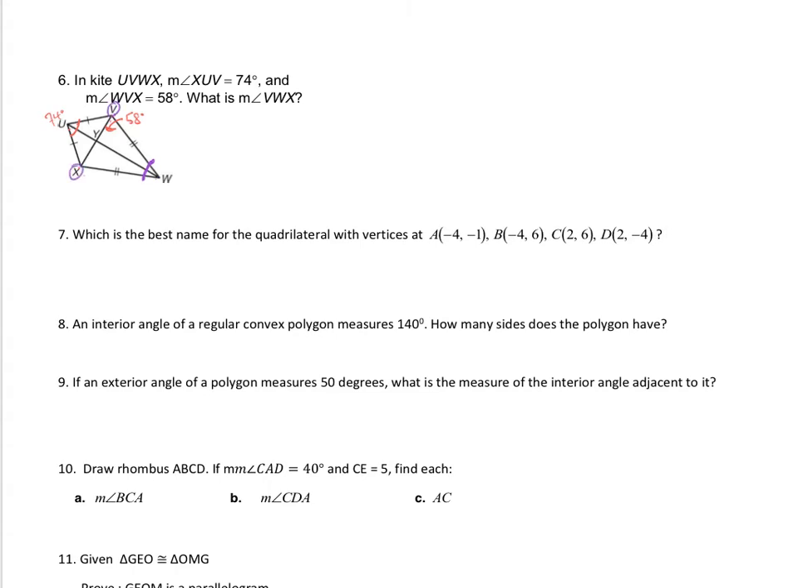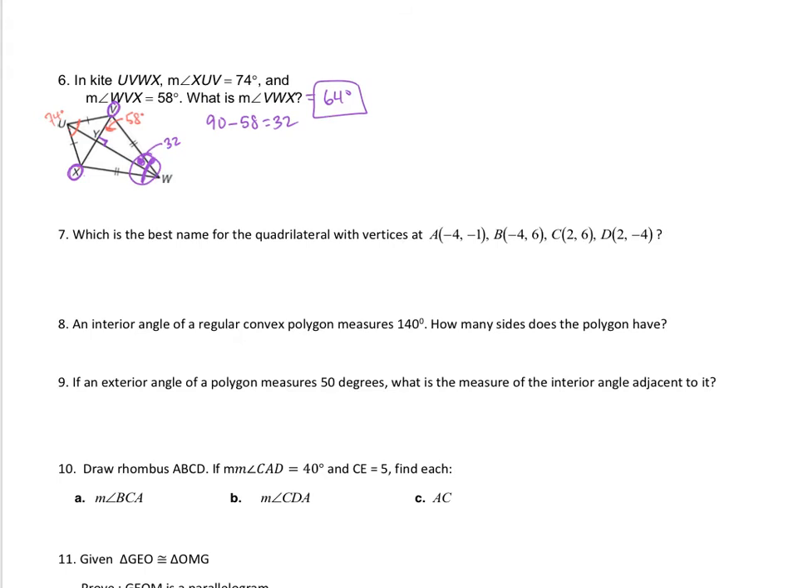So part of the properties of a kite that we know is that V and X will be congruent. But we also know that the diagonals, it bisects this angle in here. We know that that's going to be a right angle. So this is something I can solve for. So I know 90 minus the 58 will give me what this angle right in here equals. So 90 minus the 58 will give you 32. So that's 32. So that means this whole thing is double that. So the measure of angle VWX will be 64 degrees.